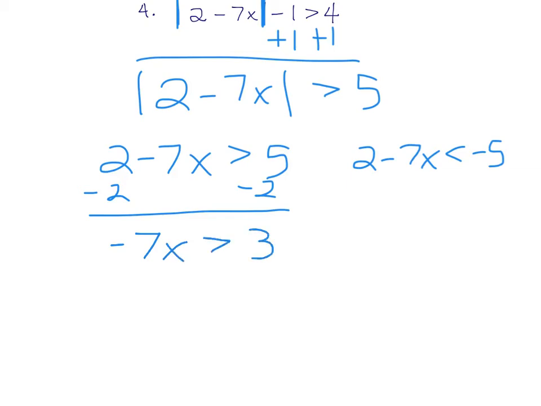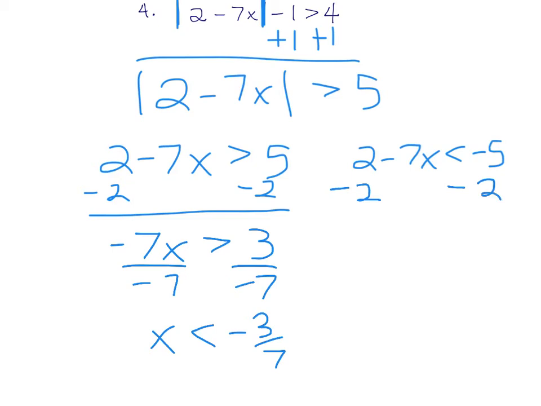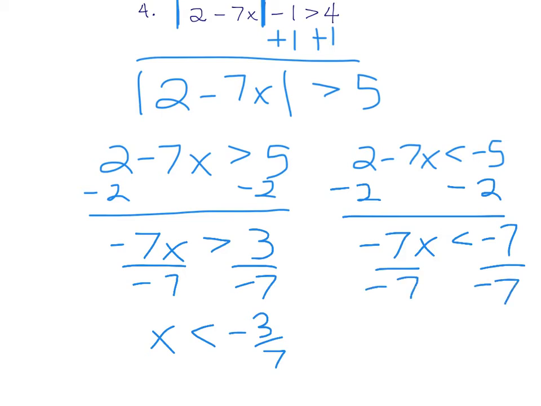And get 3, and then divide by negative 7. Be careful, we're dividing by a negative, so we need to remember to reverse or flip this thing. And then a positive divided by a negative is a negative 3 over 7. Over here, solve this one. I'm still going to divide by a negative, so again I'm going to reverse. And it becomes negative divided by a negative is a positive 1.